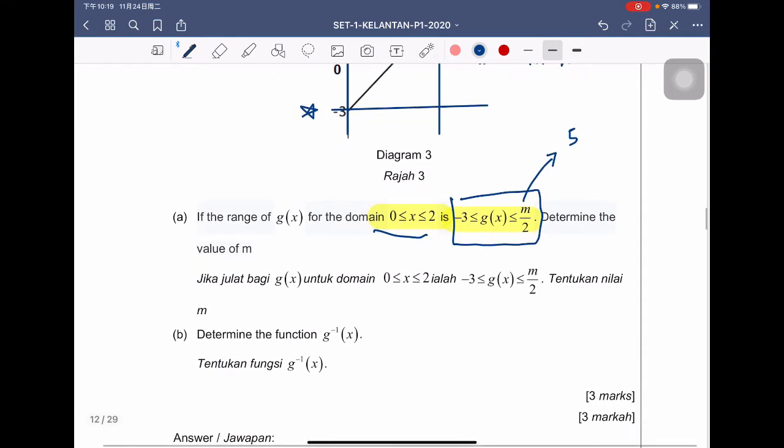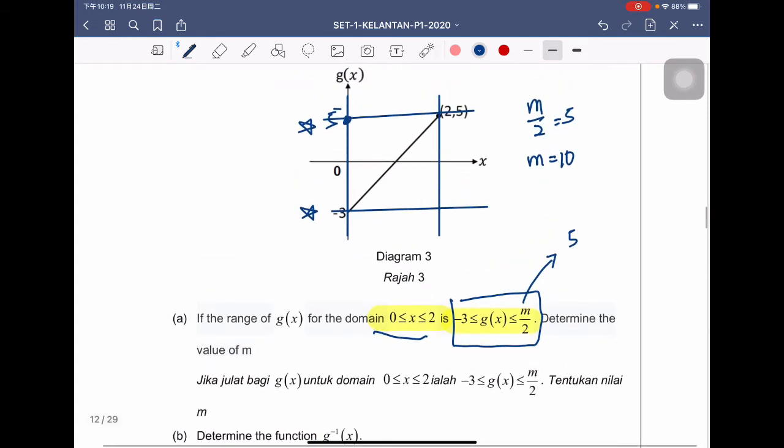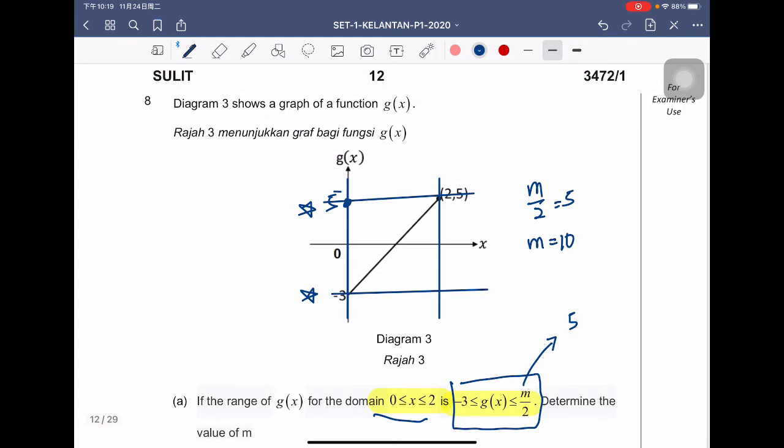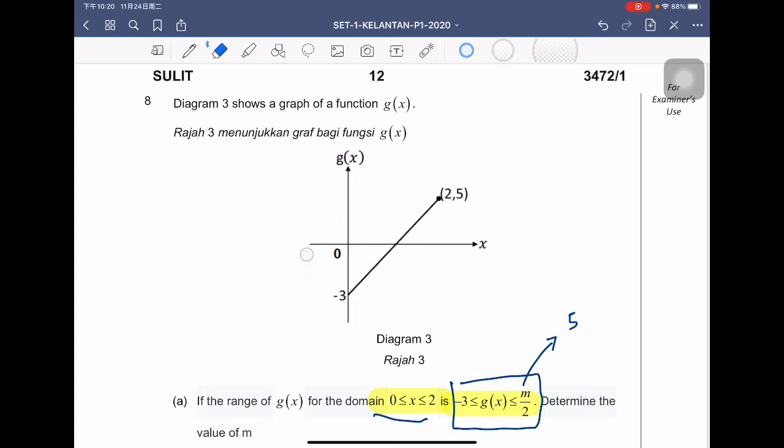So for the second question, determine the inverse function of g(x). In order to find the inverse function, you need to find the original function first. So how can we find it? You can see the line here is a straight line. It means that it will have an equation y equals mx plus c, because it is a straight line. So g(x) will definitely equal mx plus c.